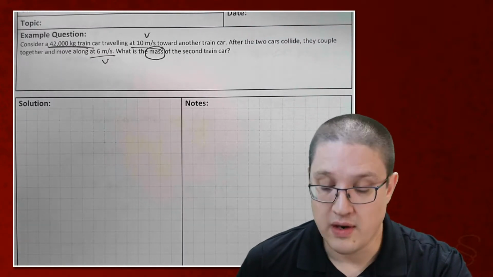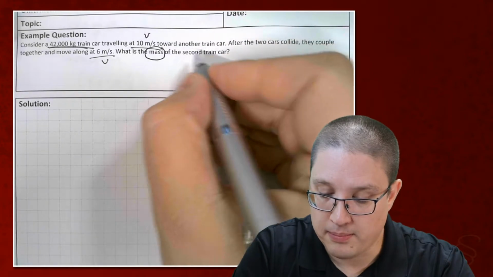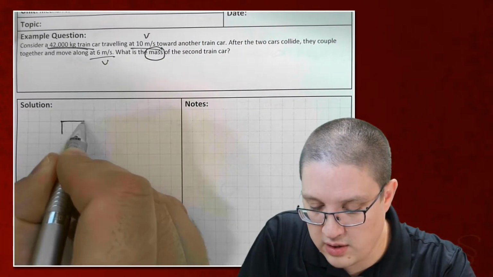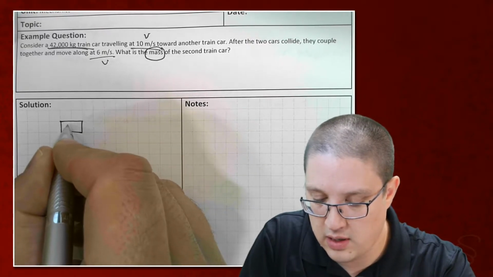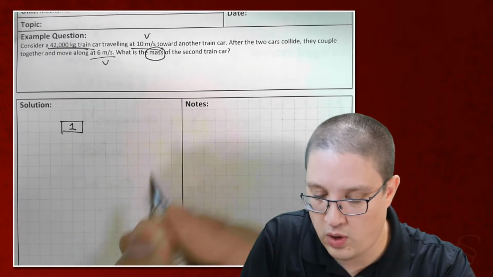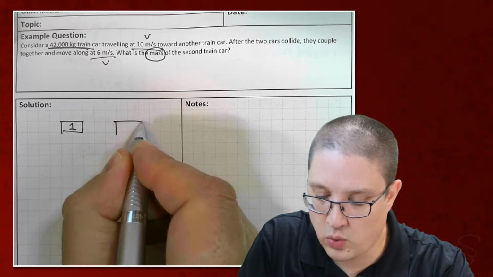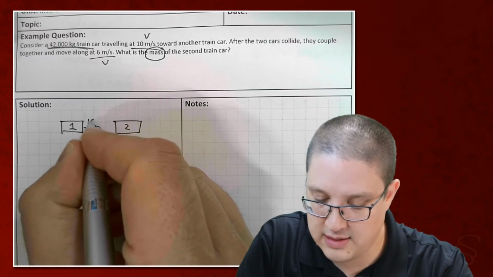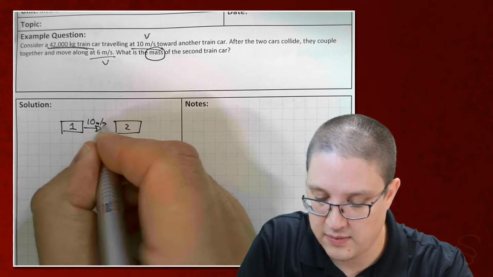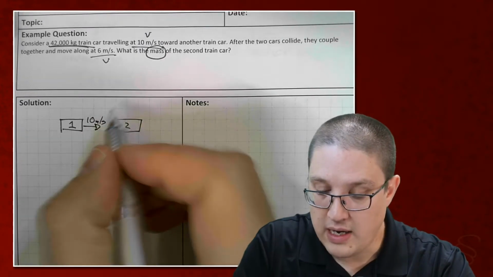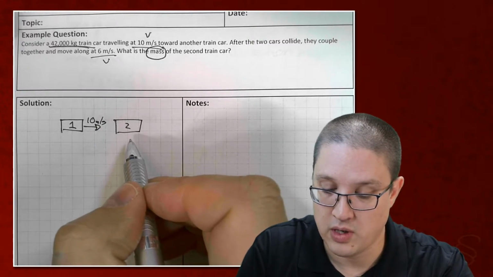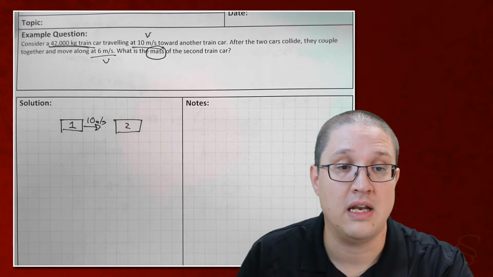So the way that I can figure this out, I'm going to draw this out here. What I've got is a train car, and I'm going to say that's number 1. And it's moving towards train car number 2 at 10 meters per second. This is great. It does not say anything about the velocity of the second train car, so I'm going to assume that my velocity here is 0.